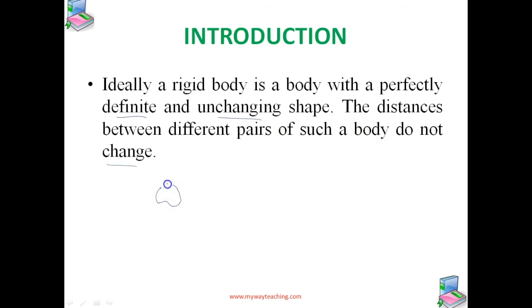If I say they are rigid bodies, it means that their shape will not change and they have a definite shape, and the distance between different pairs of particles of such a body will not change, because the size of those bodies will be definite. It's not going to change. So it is evident from this definition of a rigid body that no real body is truly rigid, since real bodies deform under the influence of force, isn't it? But in many situations, the deformations are negligible.